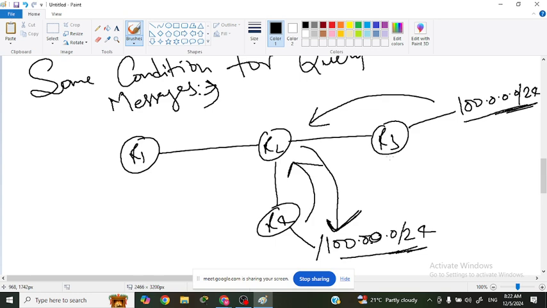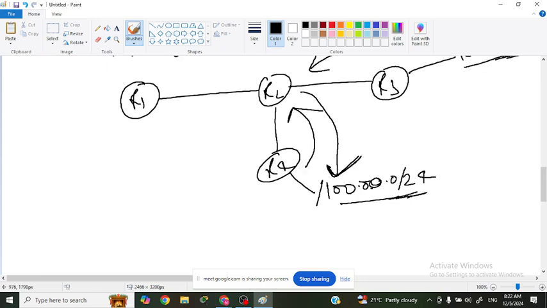Yeah, I got it for the query, but it will add both routes from R3 and R4 in the routing table if both the routers are up. Let's suppose I am giving an example to you.